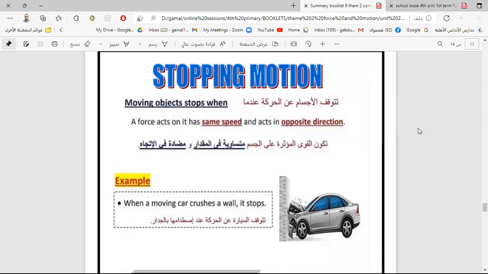The car is moving at a very high speed in a certain direction, and this is by the force of the engine. The car engine or the car motor moves at a very high speed.